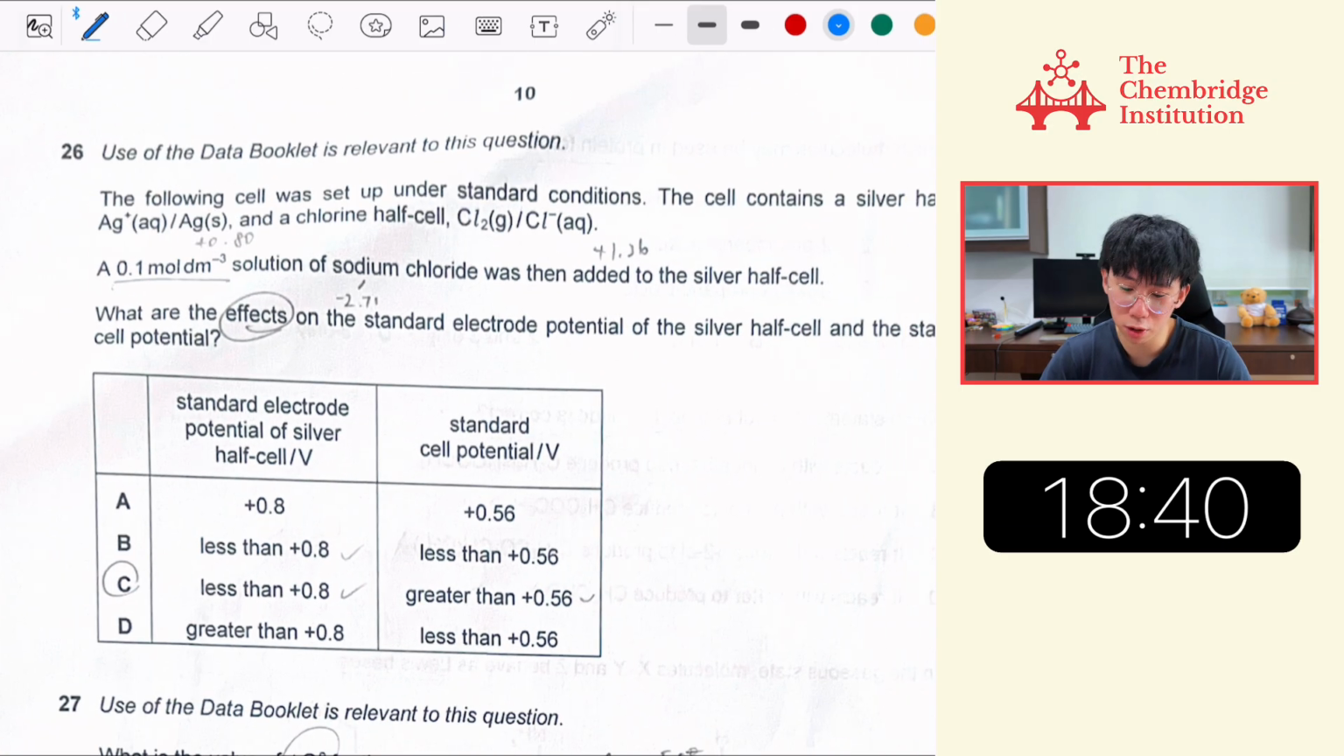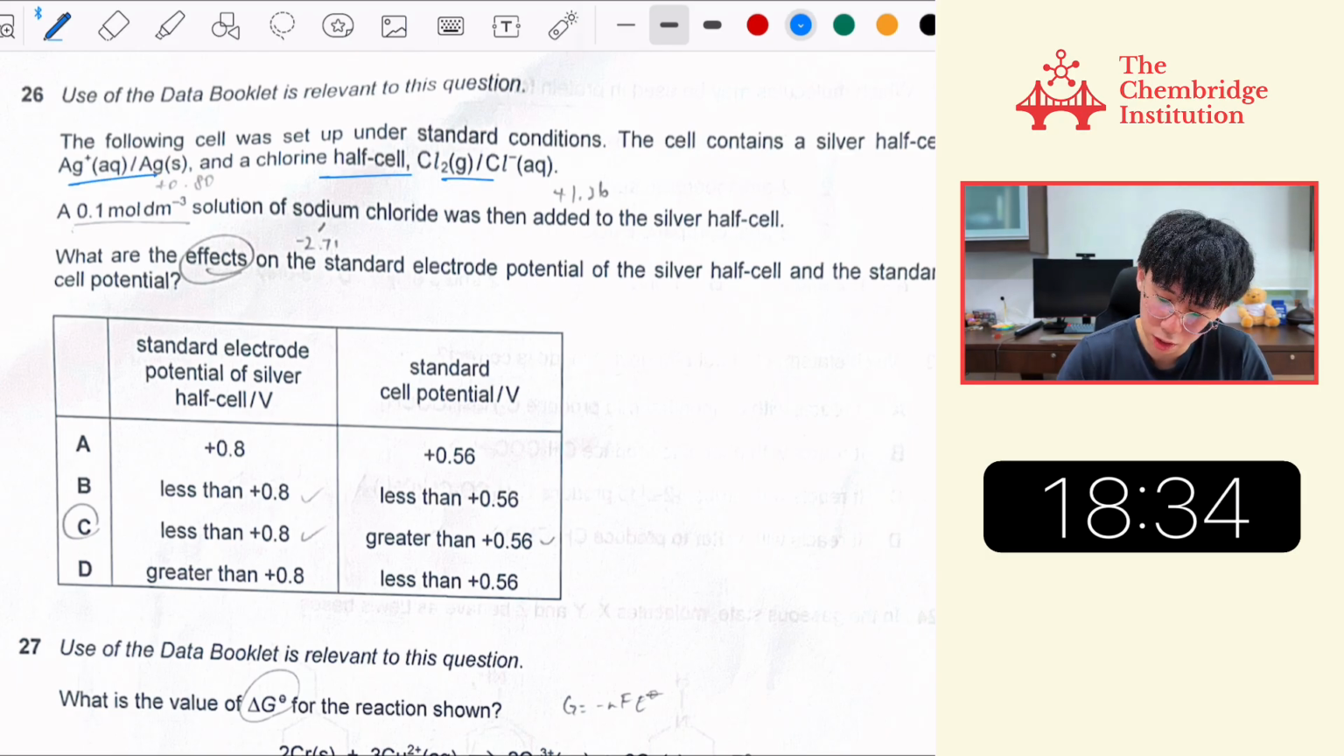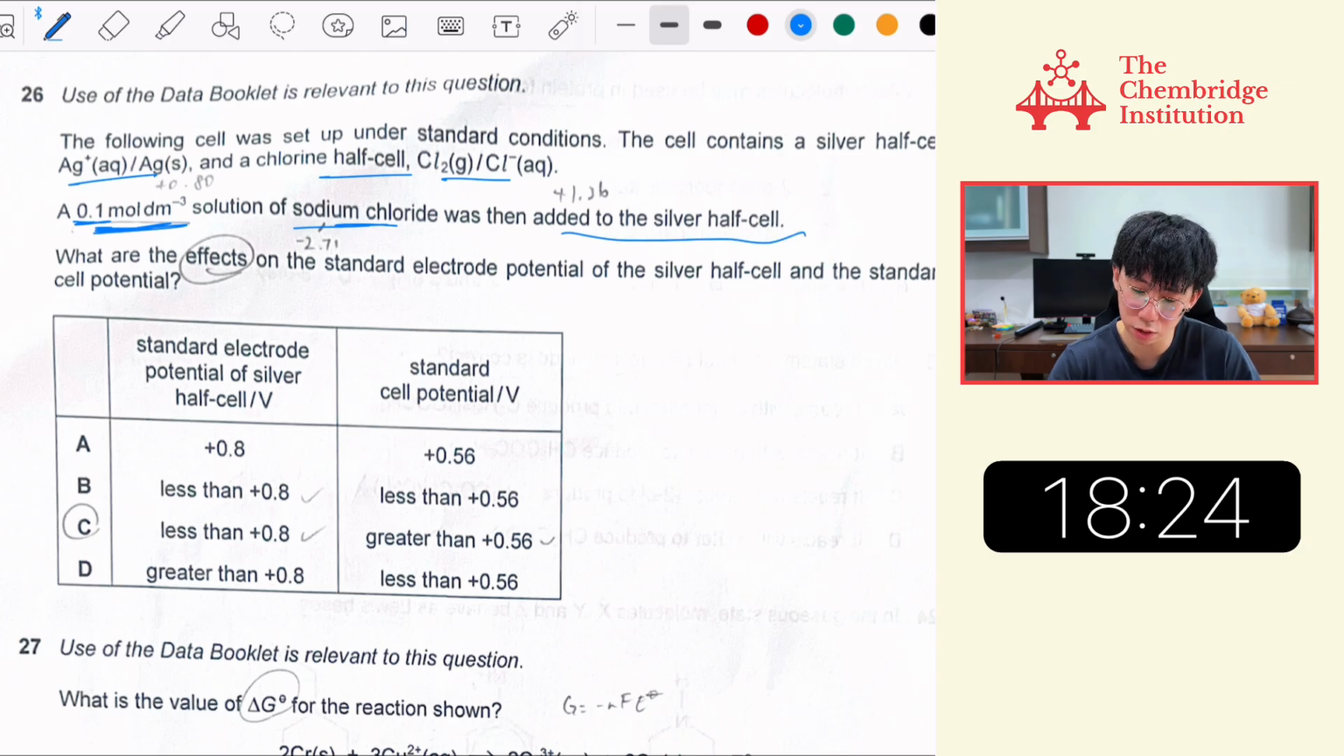26. Use of data booklet is relevant to this question. The following cell was set up under standard conditions. The cell contains a silver half cell and a chlorine half cell over here. Okay, this is not standard. Oh, wait. Chloride was then added to a silver half cell. Oh, okay, they're adding it to the silver half cell over here. What effects on the standard electrode potential of the silver half cell and the standard cell potential?